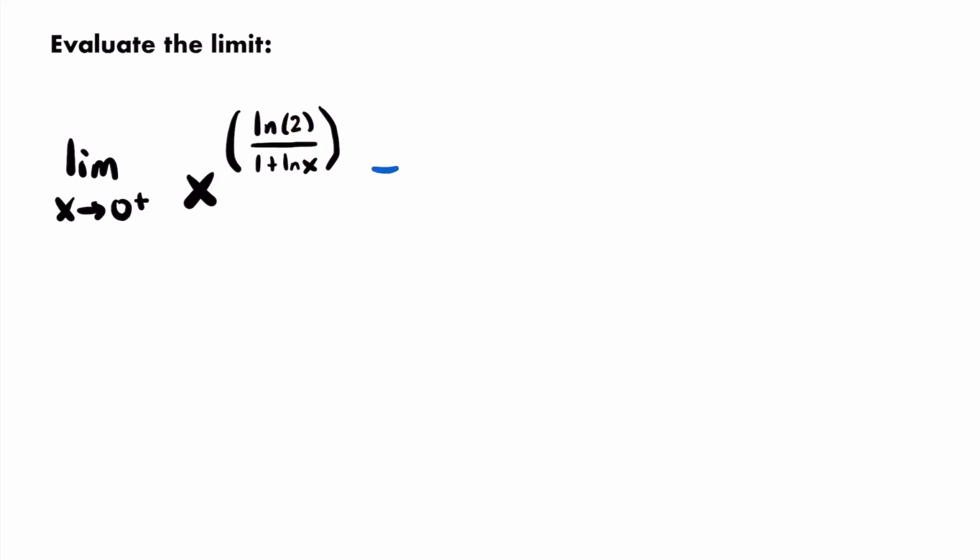If we do that, we'll find that this is equal to 0 to the power of the natural log of 2 divided by 1 plus the natural log of 0. Now, when we go to simplify this, we're going to encounter a problem because the natural log of 0 is an undefined value. If you plug the natural log of 0 into your calculator, it will either tell you it's undefined or give you an error. That's because the natural log function is not defined for 0. It's only defined for positive values of x greater than 0.